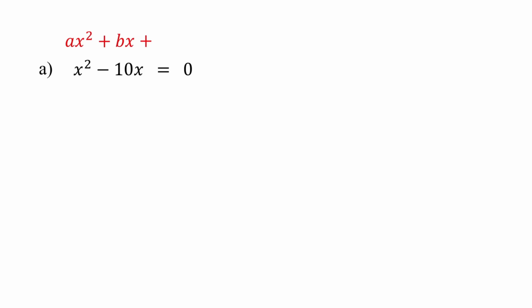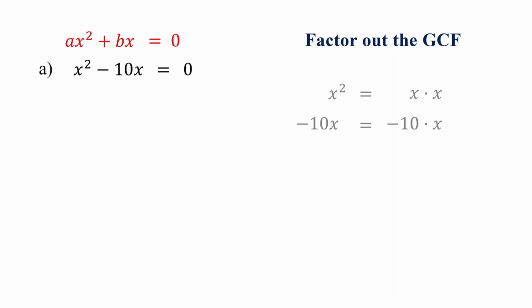In our first three examples, the constant term of each quadratic equation is missing. In such cases, our first step is to factor out the greatest common factor from each term. In this example, the GCF of x squared and negative 10x is x. This is one of the factors of this equation. The other factor is just the sum of what is left here, which is x minus 10.